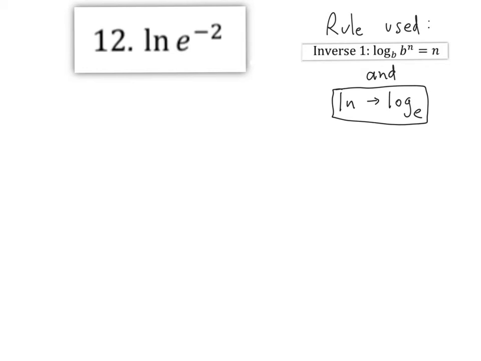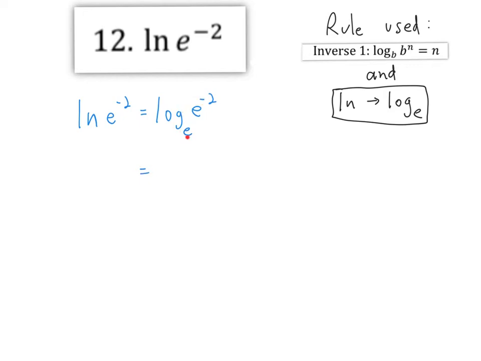Okay, the first thing to realize is that when they write ln, here they have ln of e to the negative 2, ln really means log base e. So I'll rewrite this: ln of e to the negative 2. ln really means log base e, so this means log base e of e to the negative 2. All we did was change ln to log base e, but that e to the negative 2 stayed the same. Okay, now we can use the inverse rule.